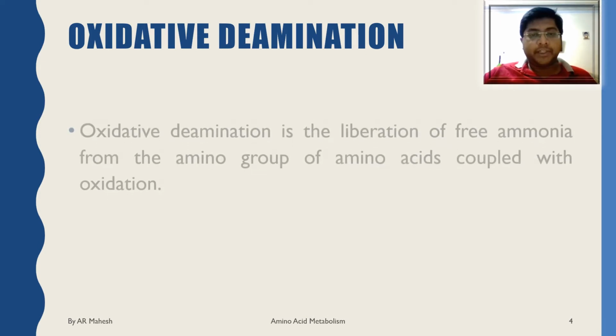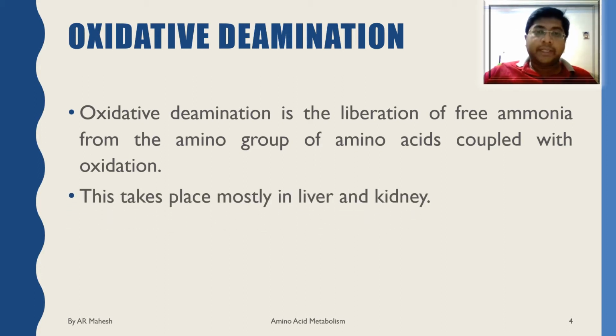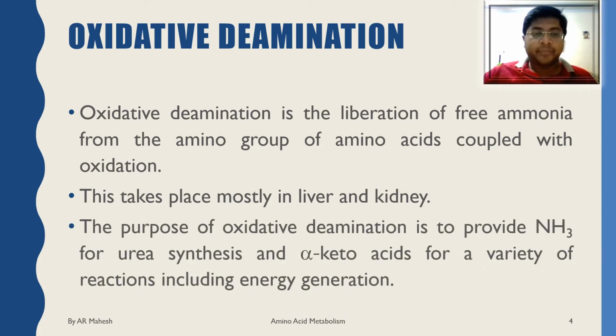Oxidative deamination is a process of liberation of free ammonia from the amino group of amino acid which is coupled with oxidation reactions. It takes place mostly in liver and kidney. The purpose of oxidative deamination is to provide ammonia for urea synthesis and keto acids for a variety of reactions including energy generation.